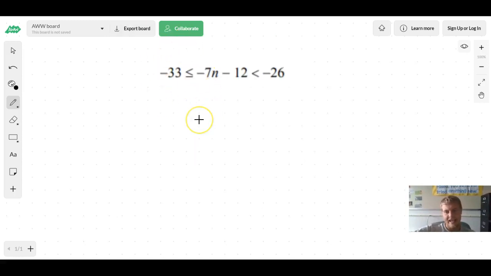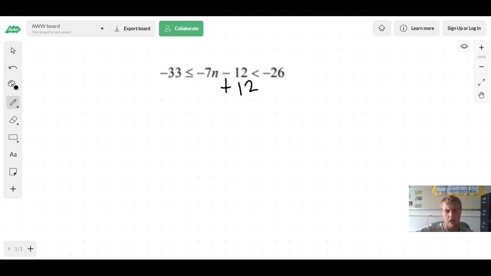This right here is an and statement. It means you want both to be true. So right now this is saying I'm bigger than negative 33, but less than negative 26. So we're kind of bound in between this line. When we solve it, you'll kind of see how this works out. But what I want to do is get n by itself. So I'm going to add 12.